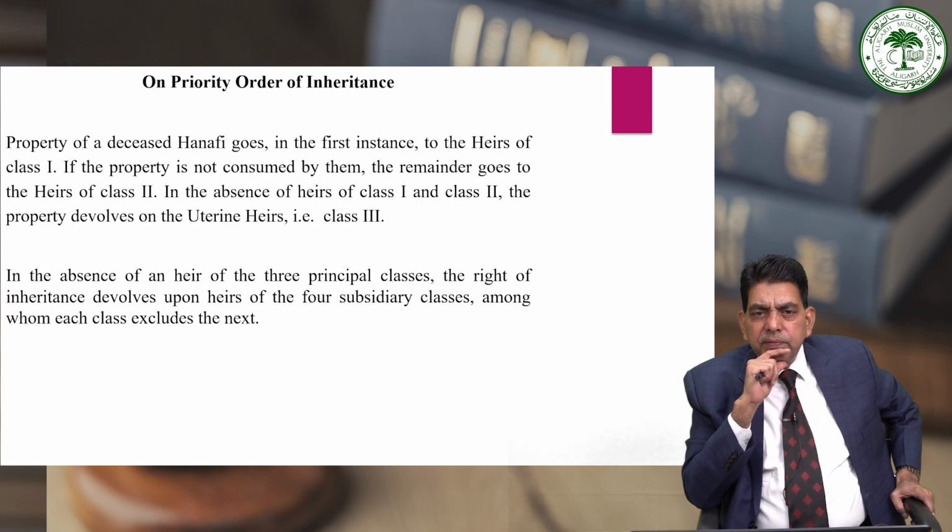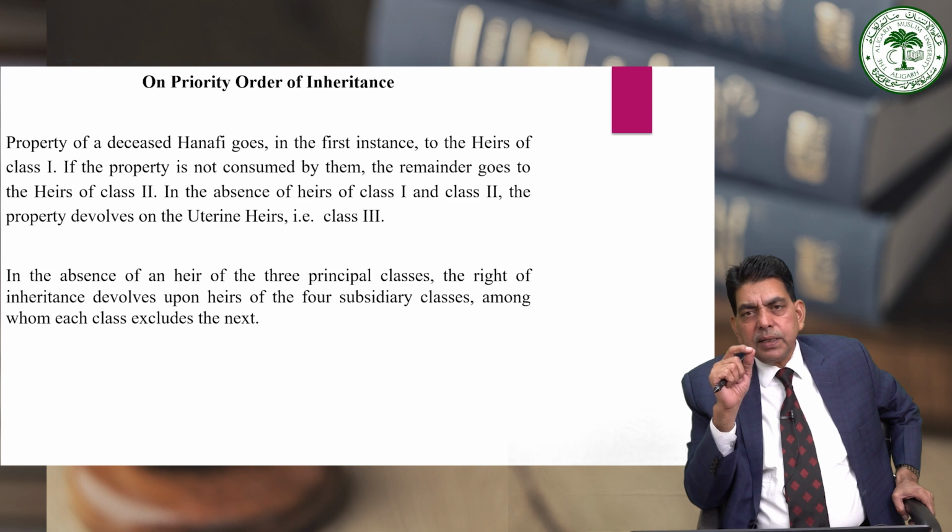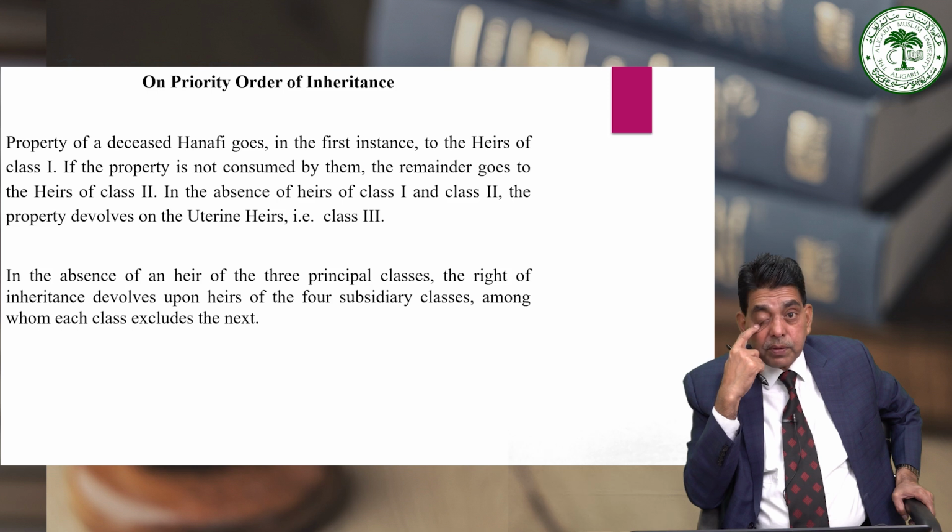The property of a deceased Hanafi Muslim goes in the first instance to the heirs of class 1. I have already explained, because class 1 are the first and best heirs, Quranic heirs, they are sharers. So first of all, their claim will be satisfied out of the property left by the deceased. If the property is not entirely consumed after satisfying the claims of the class 1 heirs, and something is still left, the remainder will go to the heirs of class 2, that is the agnatic class. After allotting the share to class 1, whatever is the residue will go to the residuary class of the heirs, that is, to the agnatic class of the heirs.